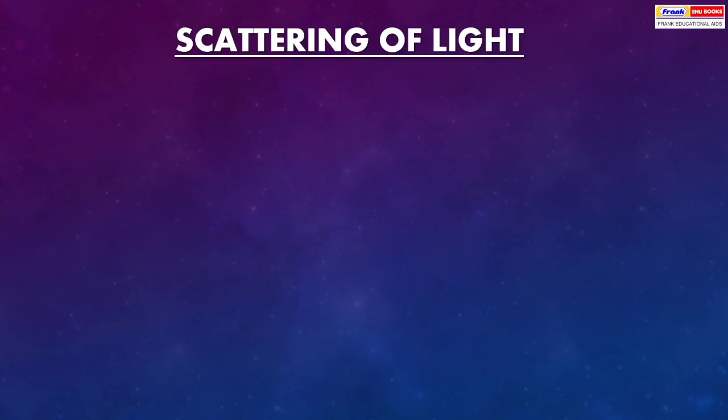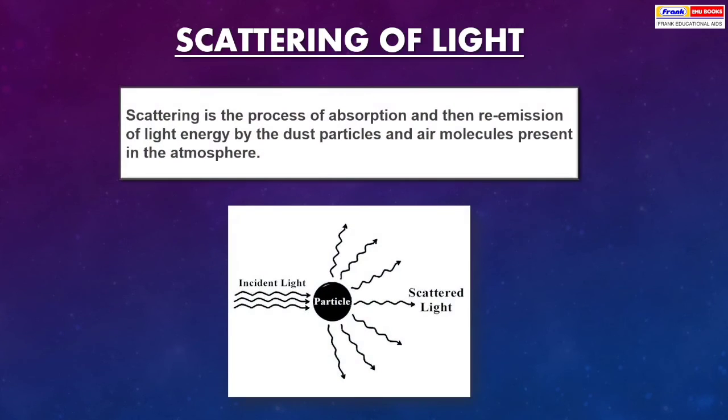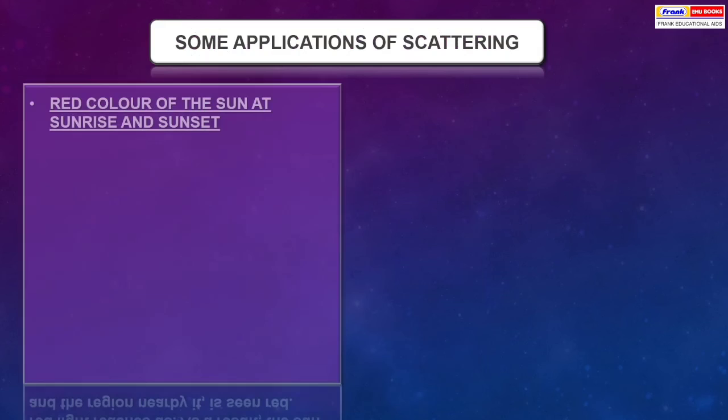Scattering of light. Scattering is the process of absorption and then re-emission of light energy by the dust particles and air molecules present in the atmosphere. Some applications of scattering. Red color of the sun at sunrise and sunset.